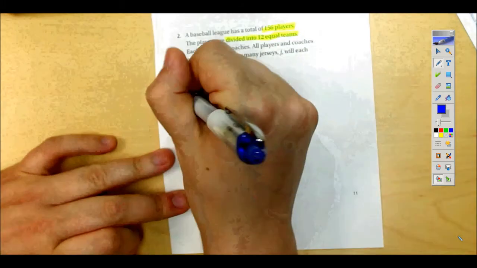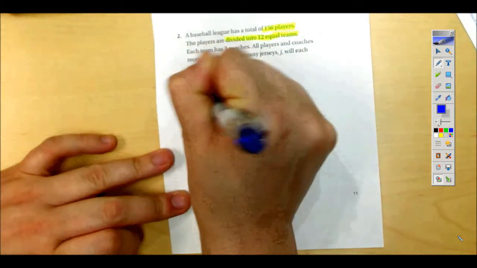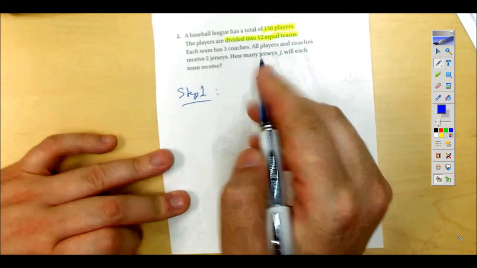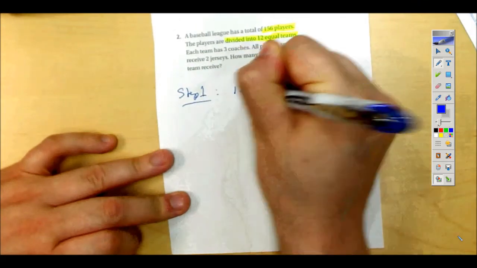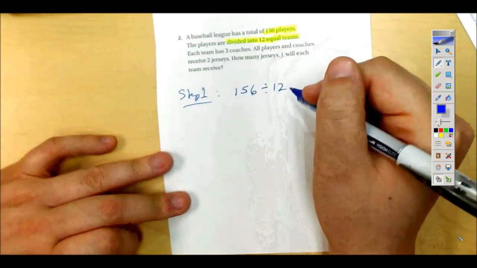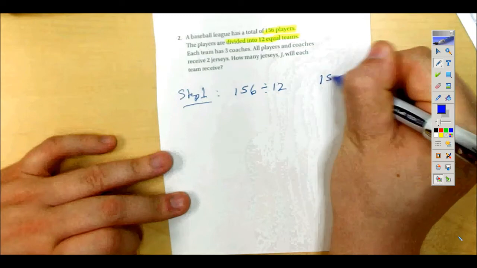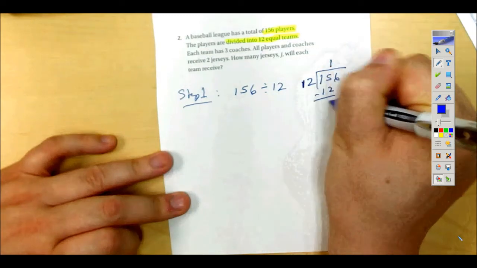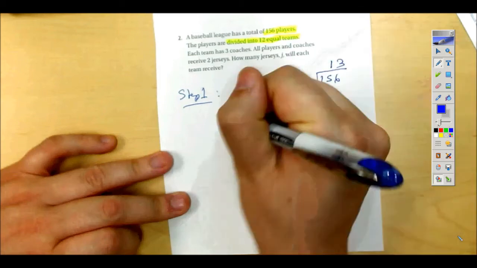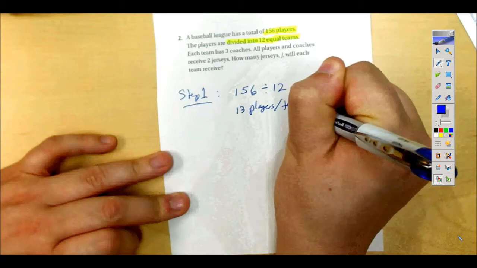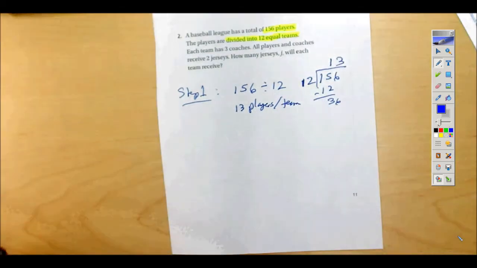Okay, so step 1, it says that we're dividing them into 12 equal teams, so 156 divided by 12 would tell me how many players are in each team. So let me do the long division here. 12 goes into 15 one time. 12 goes into 36 3 times. So I have 13 players per team.